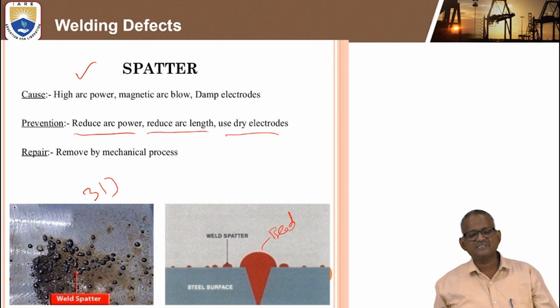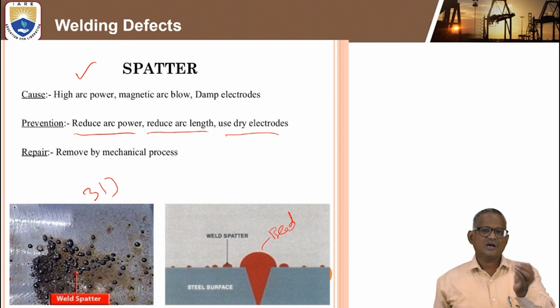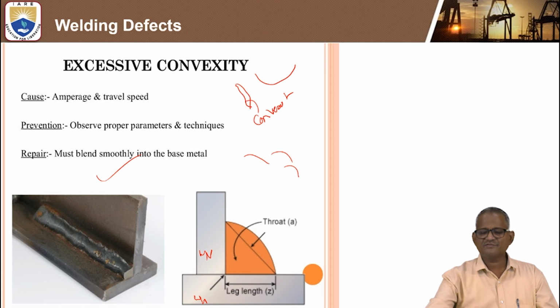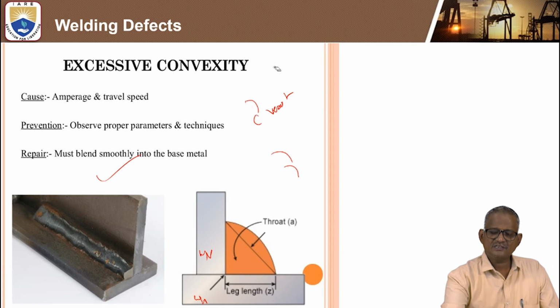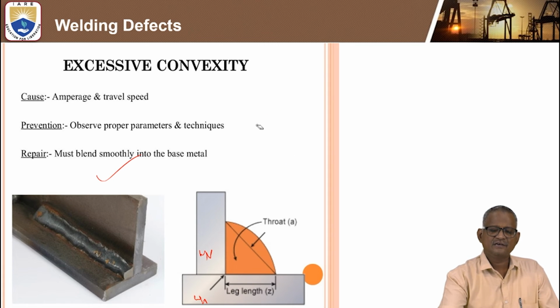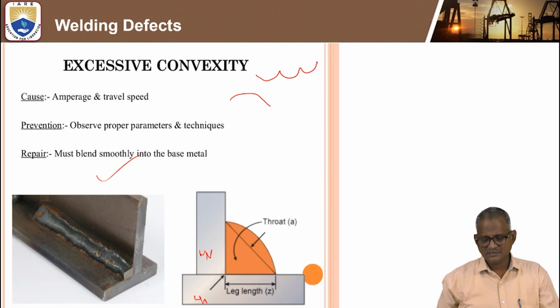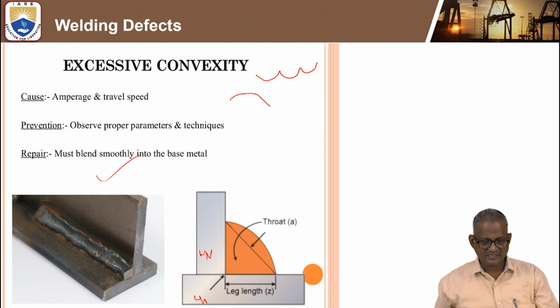So spatter occurs with sound and disturbance in the workpiece. And then there is excessive concavity and convexity, which I have explained in this class. Convexity means like this type, and concavity means like this. So this is about convexity.